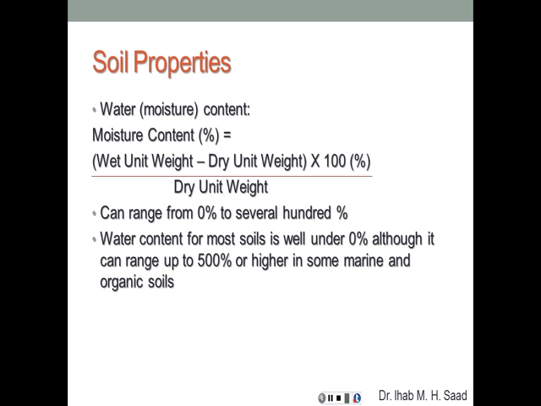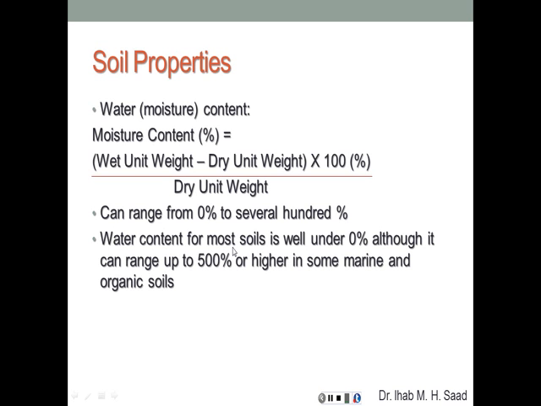The moisture content, which is the amount of moisture in that soil, is going to be calculated as the wet unit weight minus the dry unit weight, again by drying the soil in an oven, getting rid of the water. So wet unit weight minus dry unit weight, which is basically the weight of water, times 100% divided by the dry unit weight. It can range from 0% if the soil is totally dry in a desert or something like that, to several 100%, because in some cases the weight of the water and the volume of the water can exceed the volume of solids themselves. So in this case it can be more than 100%.